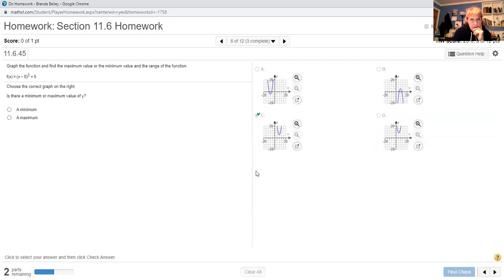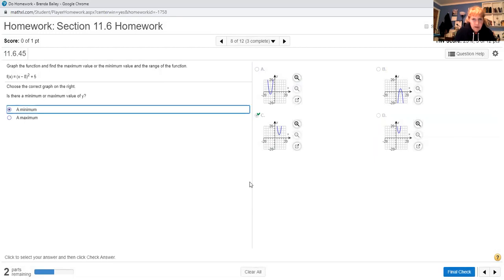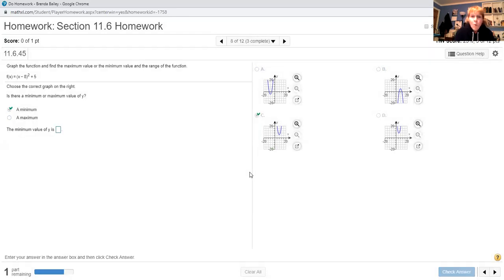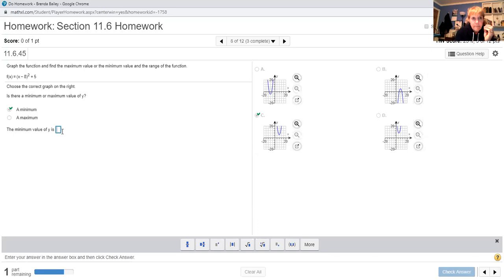Does this have a minimum or a maximum? And again, we're looking at this C. We got it right. Well, it has a minimum. Final check. Okay, great. We're doing perfect. What's the value? Now remember, the minimum value is the y. They even tell you the minimum value of y is 5. Look at your equation or your vertex, 8, 5. So the minimum y value is 5. So we'll put a 5 in there.